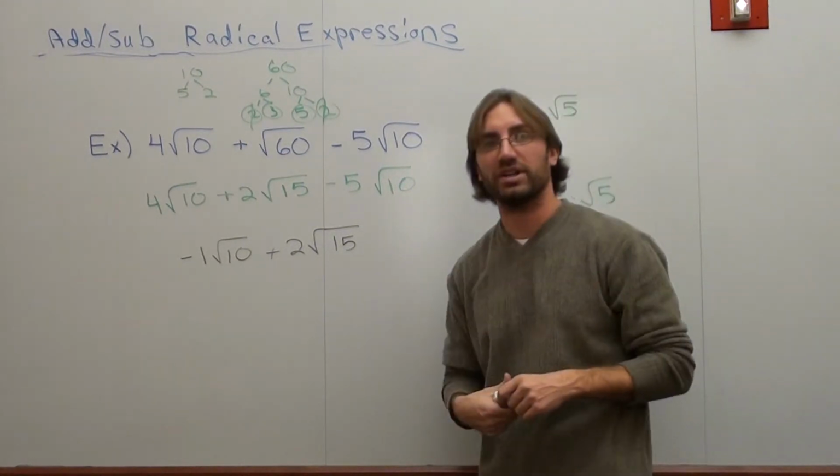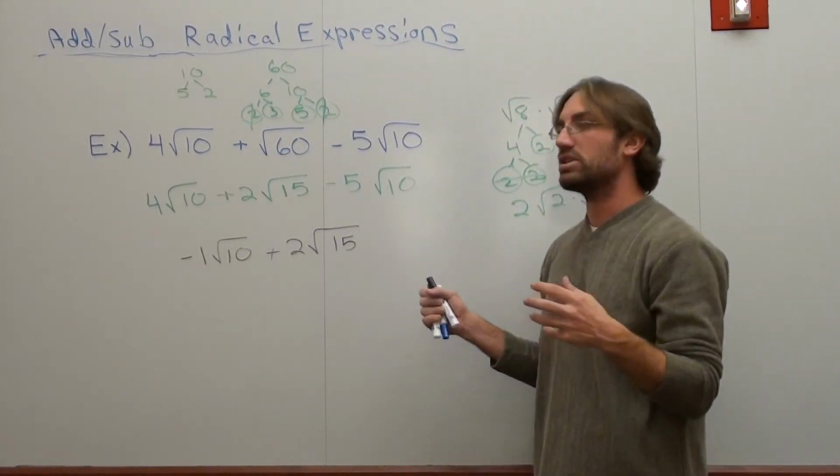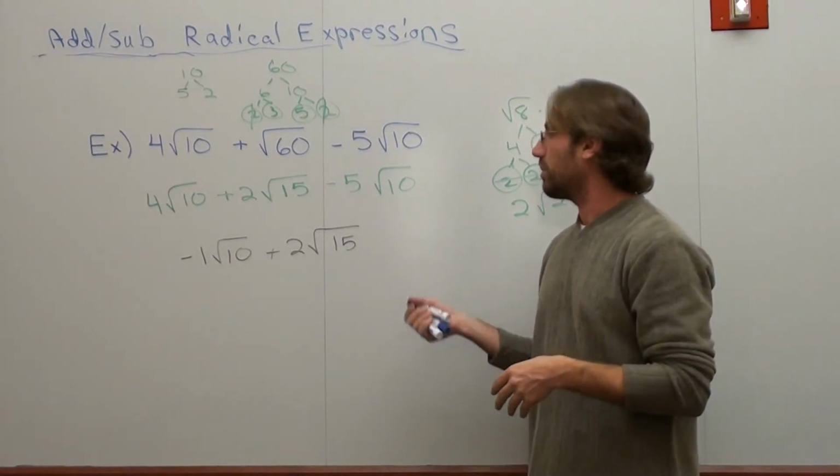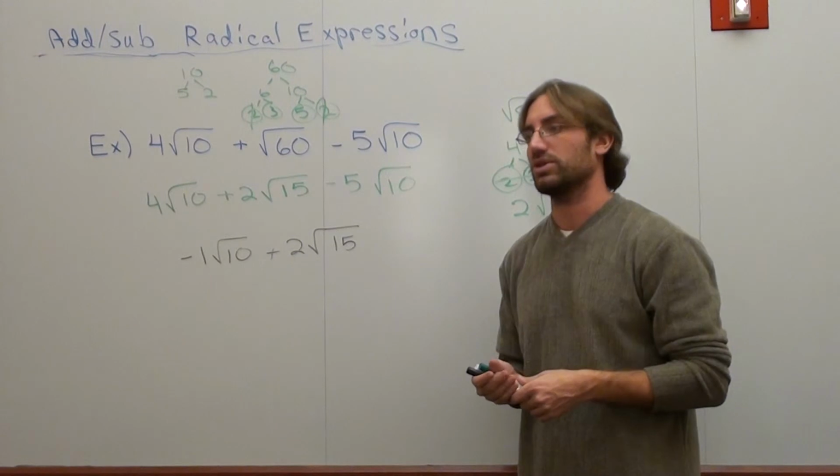So that's adding and subtracting radical expressions. You see this more when you're multiplying. When you're foiling, then you'll end up seeing it more. But that's a good basic understanding of what you're supposed to do.